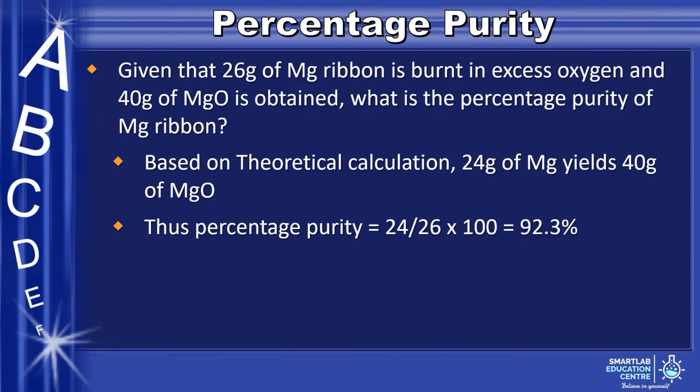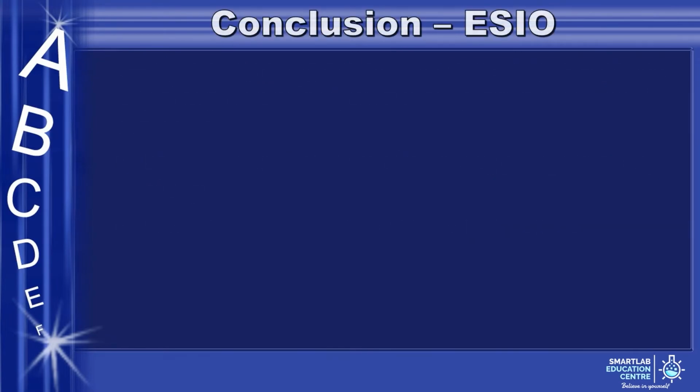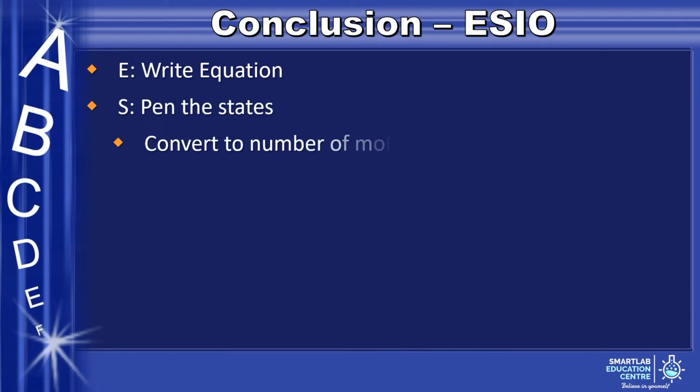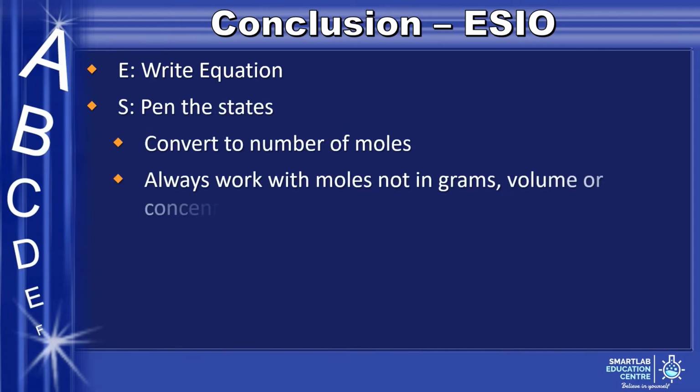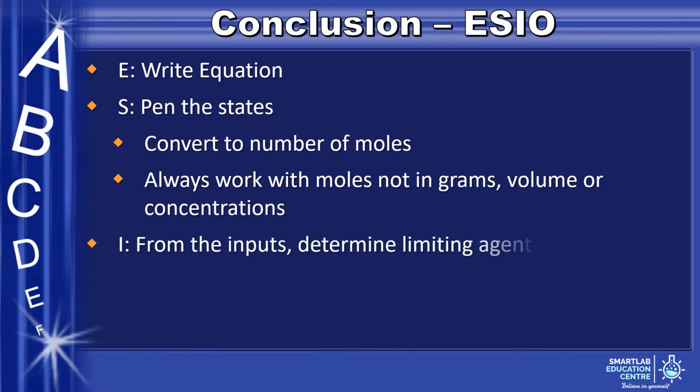In conclusion, we should follow the acronym ESIDOE. E is writing the equation. S is writing the states, where we convert to number of moles, and always remember to work in moles. I stands for determining the limiting agents from the inputs. And lastly, O is for us to determine the ratio from the output to calculate the answer.